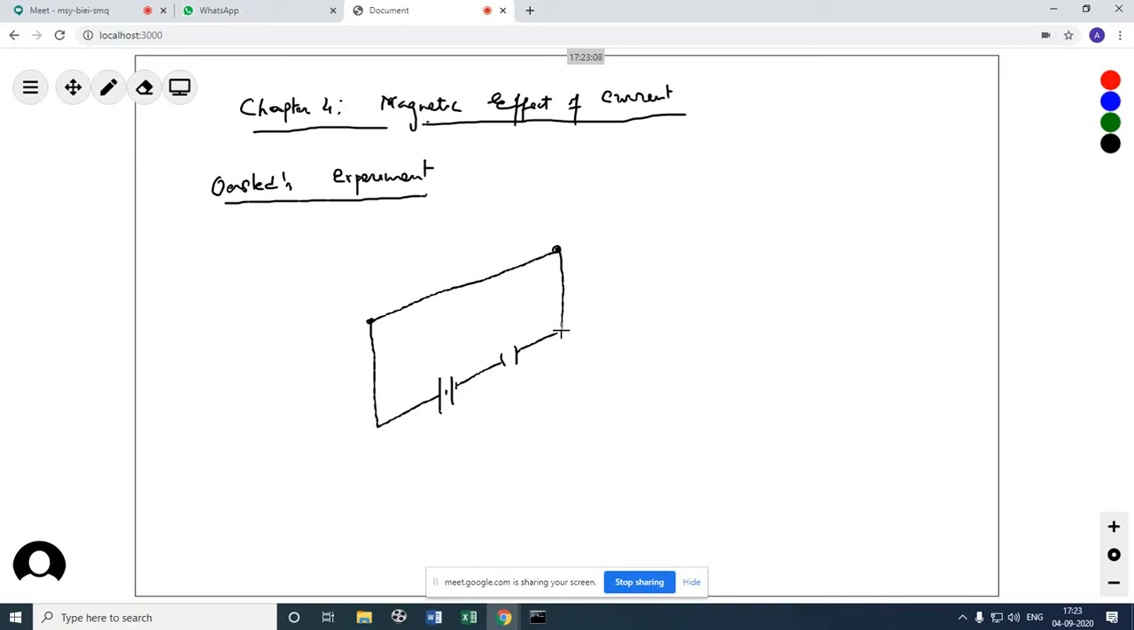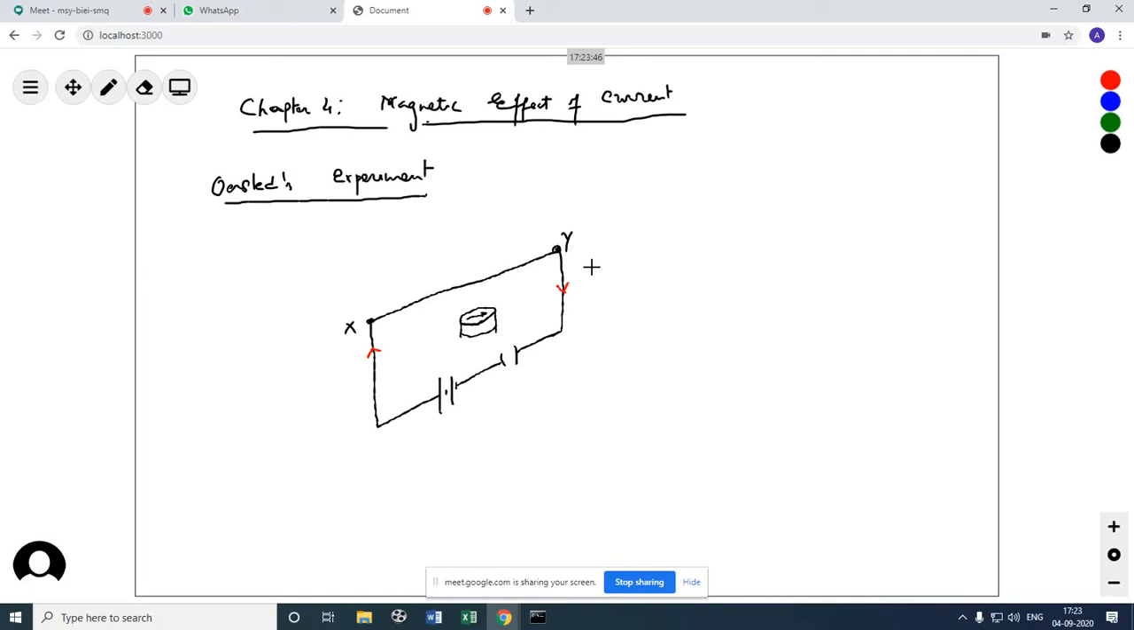They are connected to a key, and he has used a compass needle. So let me do it like this. I'll place a compass needle here only, to this side, so that you can understand. This is the compass needle, I'm showing you by the arrow. This is the conductor XY, which is carrying a current I.